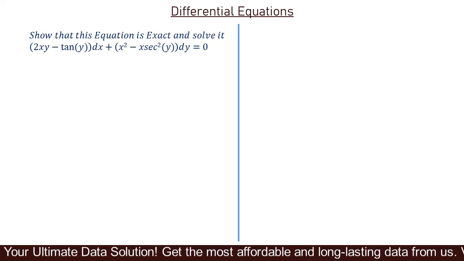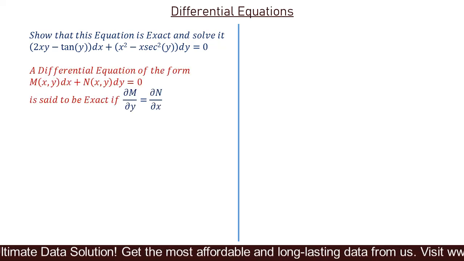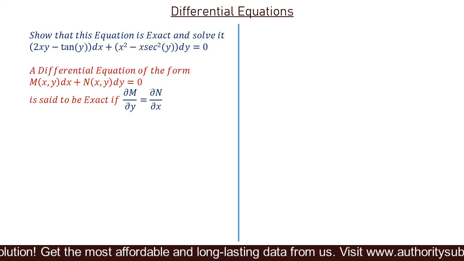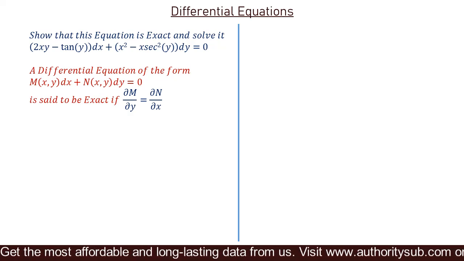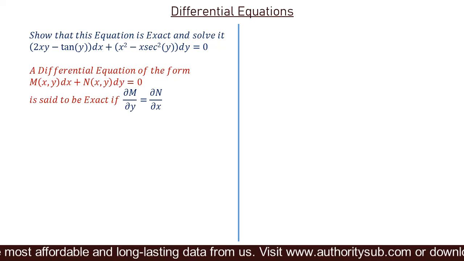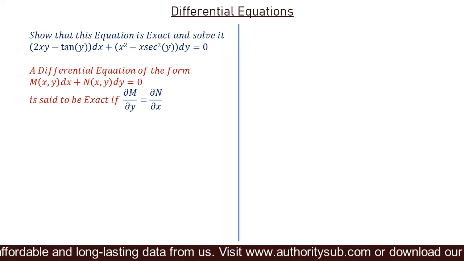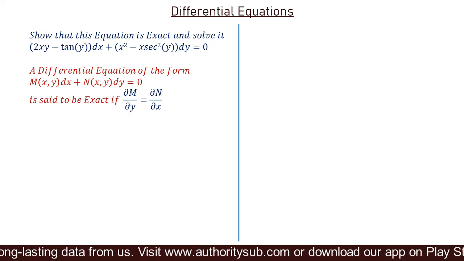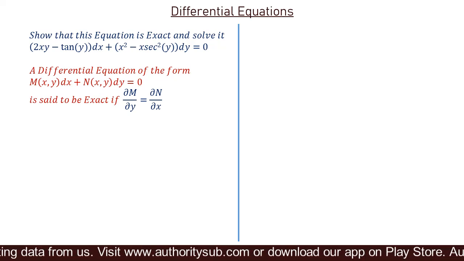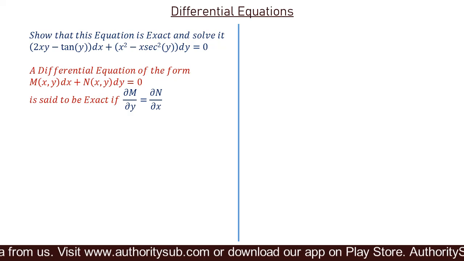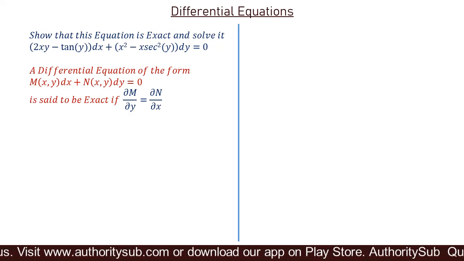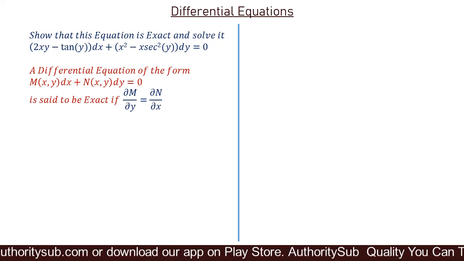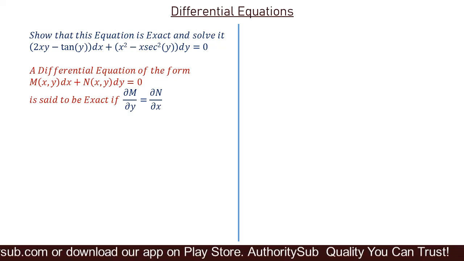So what is an exact equation? A differential equation of this form, M(x, y) dx + N(x, y) dy = 0, is said to be an exact equation if the partial derivative of M with respect to y is equal to the partial derivative of N with respect to x. Are we together? Good. Let's try it.